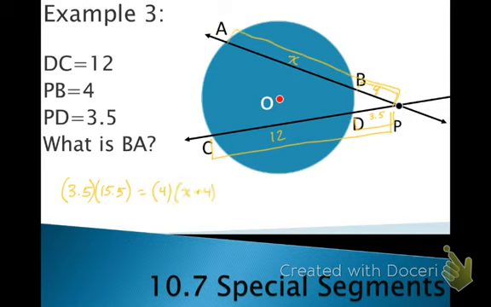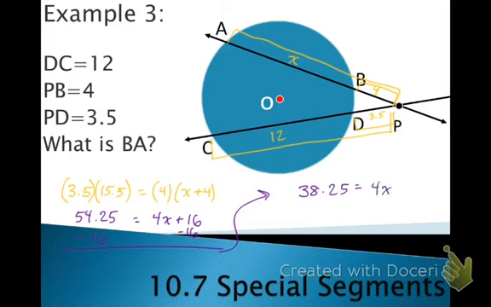All right, so hopefully that makes sense, our setup, right? We just want to follow that formula. If I take 3.5 times 15.5, that gives me 54.25. And if I take 4 times X plus 4, I end up with 4X plus 16. Simple math here, we're going to subtract 16 from both sides. That leaves me 38.25 equal to 4x.